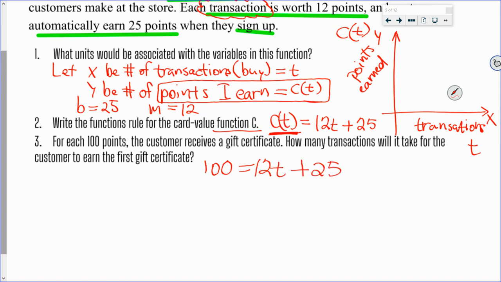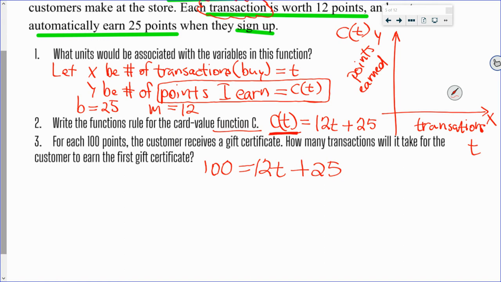Let me restate what I did. I wanted to know when I had earned 100 points. So I'm putting that 100 in for C of T. And then, of course, 12T plus 25. So if I solve that equation and find out what t is, it's going to tell me when t is such and such, I've earned 100 points.